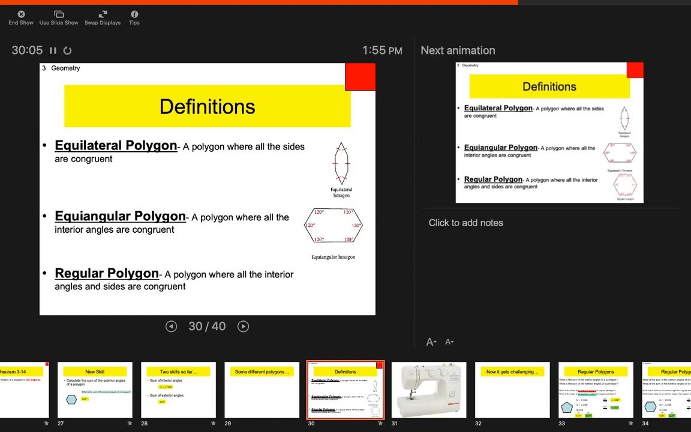Of the three, this is the one I want you to write down. A regular polygon is one where all the sides are the same and all the angles are the same.